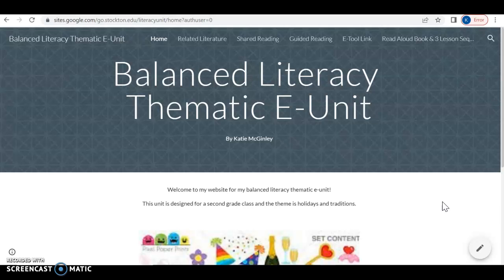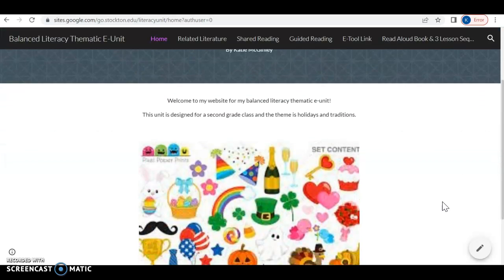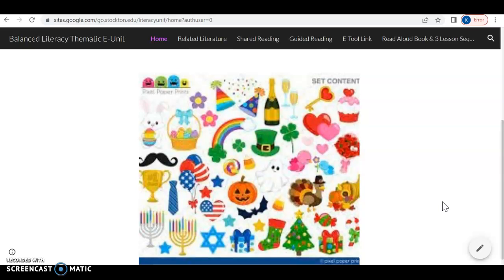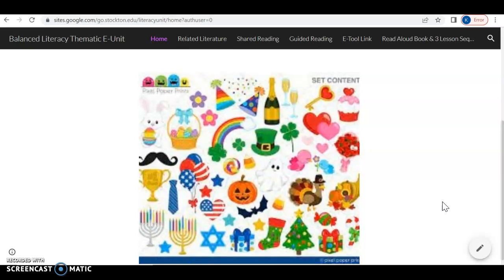The theme for my Balanced Literacy e-unit is holidays and traditions. The goal is for students to learn about not only the culture and beliefs of their classmates, but also to prepare students to enter a globally interconnected society where people are similar and different from them as they grow up. My e-unit consists of books from various reading levels appropriate for a second grader so that each student has options for books that can help them develop their fluency to increase their reading level.